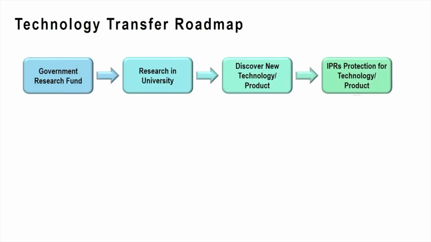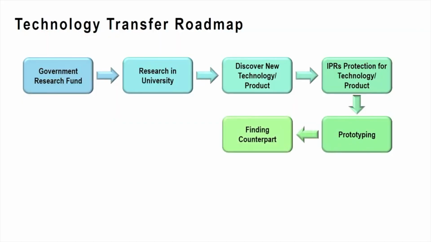Now, after the production of this product or technology, the next step to be followed is that they have to protect their technology, they have to protect their product by intellectual property rights. So, the next step is intellectual property protection for the technology and the product which has been produced inside the university with the help of government research fund. After the completion of this step, the next step in the roadmap is prototyping that particular product, means making a model or a small prototype of the final product. Now, all these processes, if you see learners, are taking place inside the university.